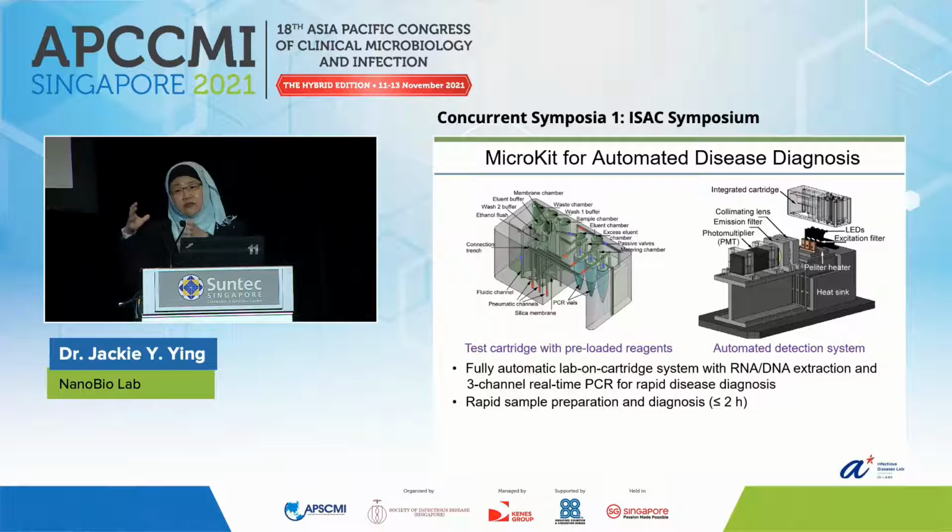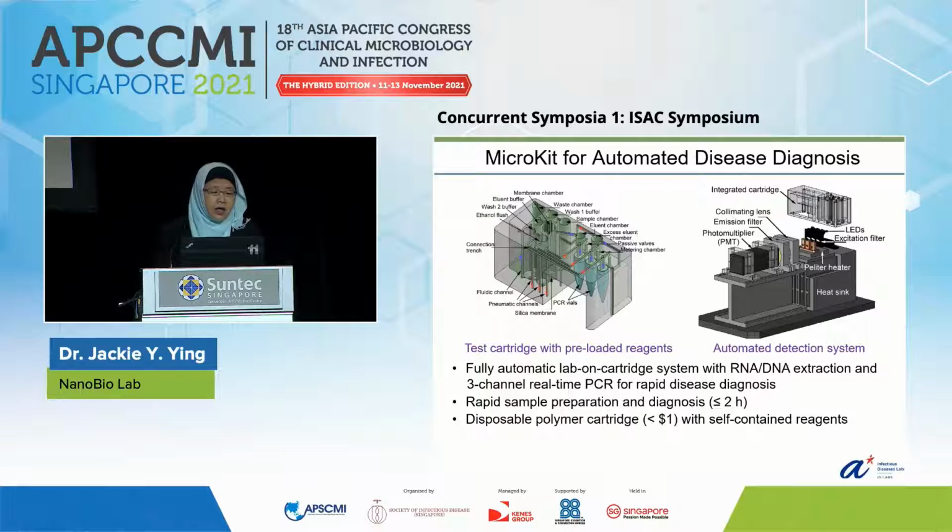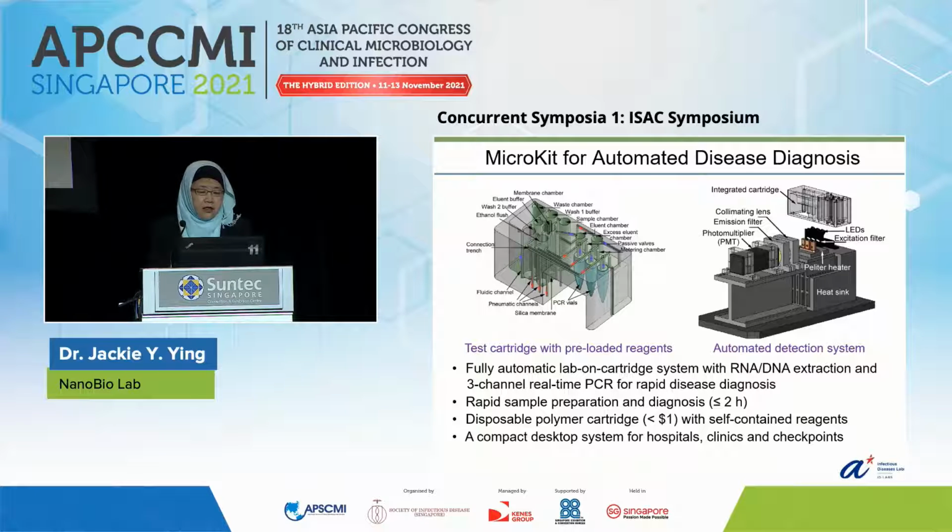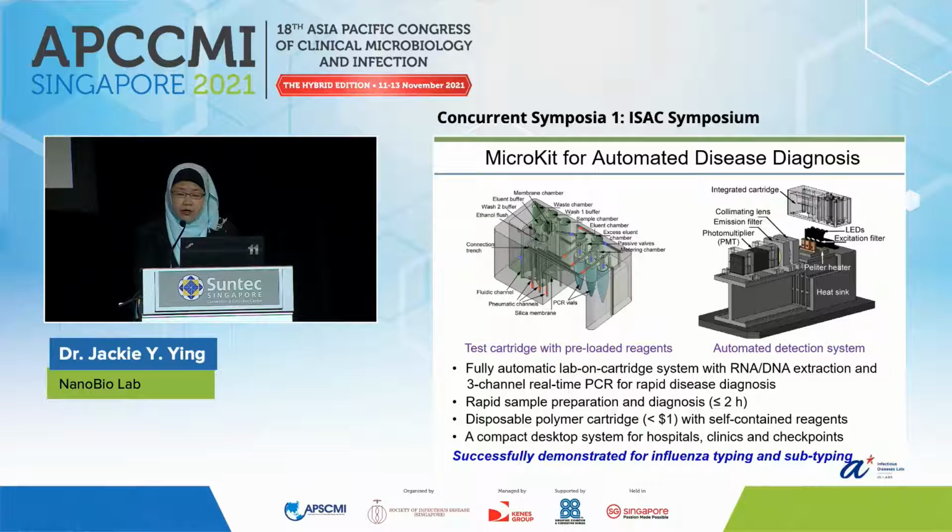You can see this whole system is building together with a size this big. Okay? And the disposable polymer cartridge is less than $1 with self-contained reagents. With Evelyn Quay from NUH, we basically have demonstrated the use of this technology for influenza typing and subtyping. And this was something that we have won a recognition at the Wall Street Journal Asian Innovation Award. Technology was also licensed to microlabs.